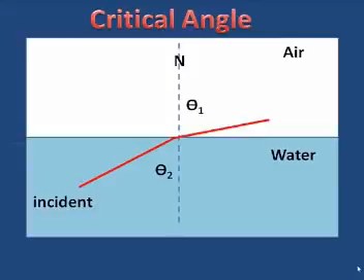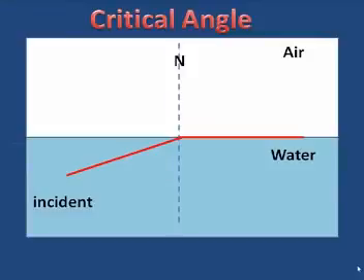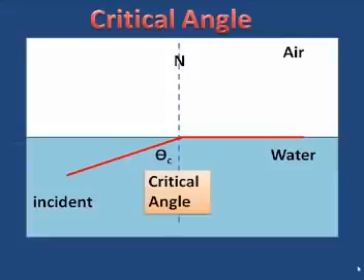There's a critical angle such that when light travels from the water to the air, or water to another medium, it'll go right along the edge, and the angle of refraction would be 90 degrees. That's called the critical angle. And in this case, theta 1 would be 90 degrees.